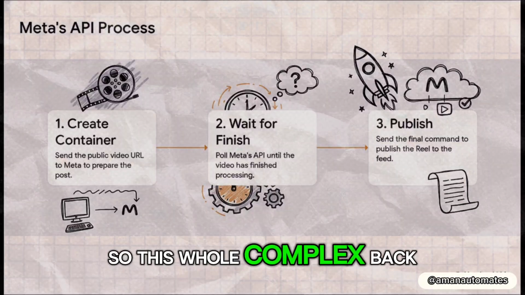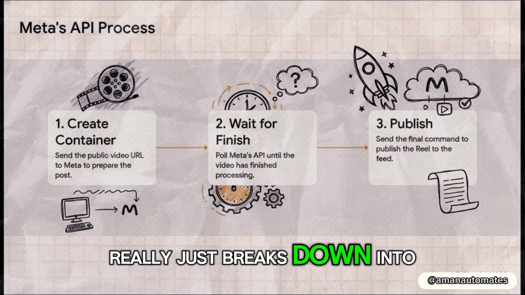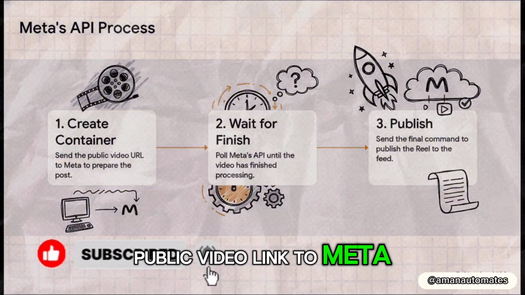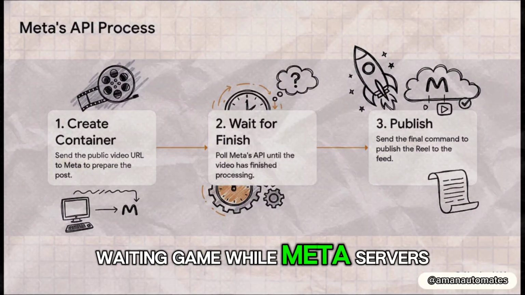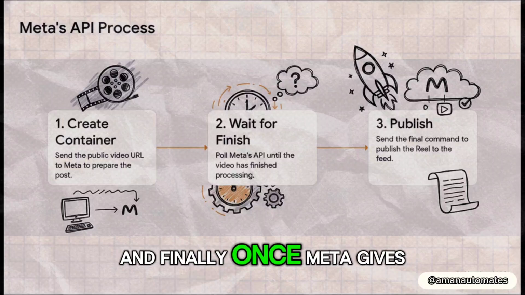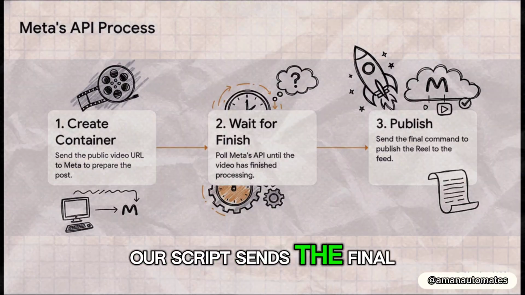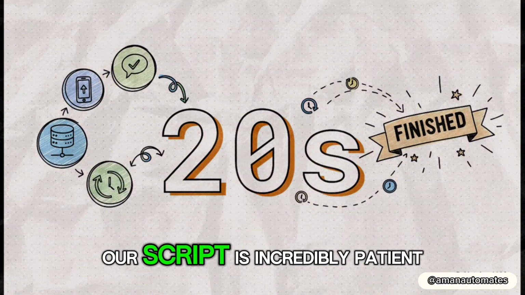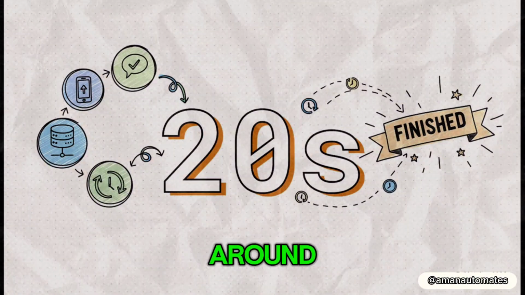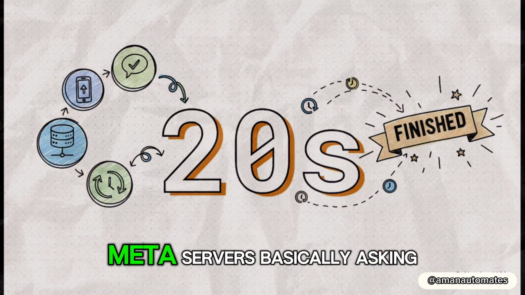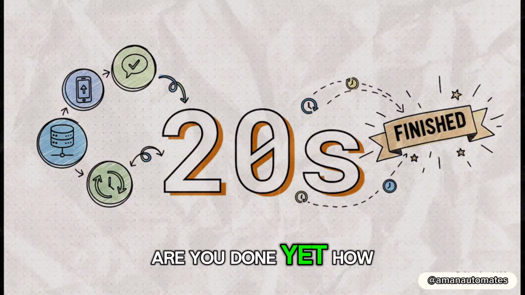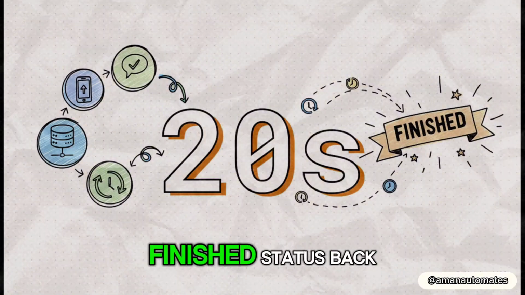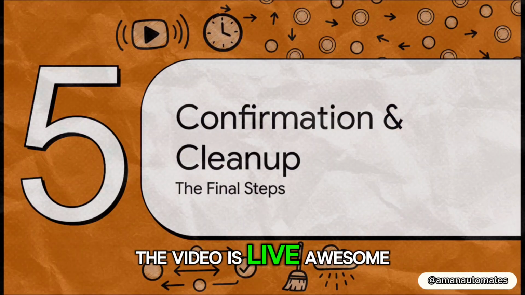So this whole complex back and forth with Meta's servers really just breaks down into these three simple steps. First, the script sends that public video link to Meta. Then it has to enter a waiting game while Meta servers process the file. And finally, once Meta gives the green light, our script sends the final command to publish it to the feed. Now, during that wait for processing step, our script is incredibly patient, but it's not just sitting around. Every 20 seconds, it pings Meta servers, basically asking, are you done yet? How about now? And it just keeps doing this over and over until it finally gets the finished status back. The video is live, awesome!